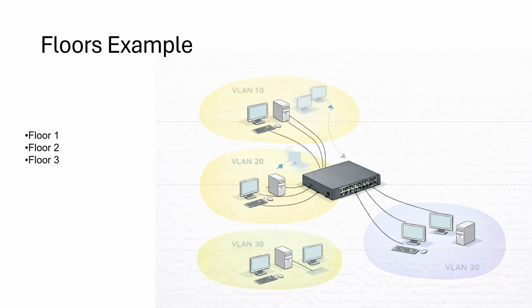Now think in terms of floors. Each floor gets a VLAN. Here's the important shift. Network identity is no longer tied to where the cable is. Someone can move desks, change floors, change rooms, and still belong to the same VLAN. VLANs separate location from network membership.